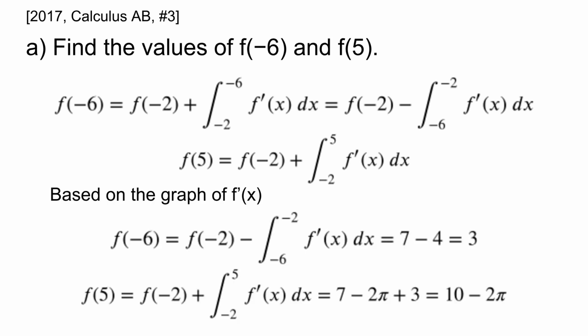So if we use the graph of f prime of x, f of -6 is f of -2 minus the integral from -6 to -2 of f prime of x dx, which is going to be 7 minus 4, which is 3. And f of 5 will be f of -2 plus the integral from -2 to 5 of f prime of x dx, which is going to be 7 minus 2 pi plus 3, or 10 minus 2 pi.